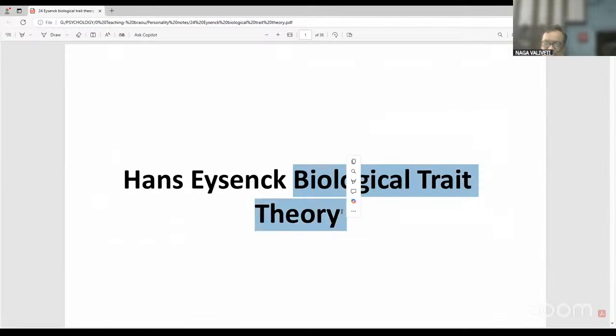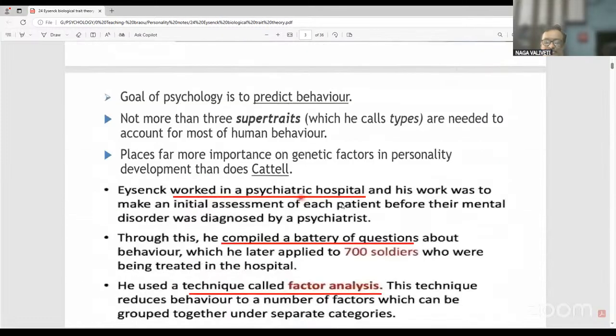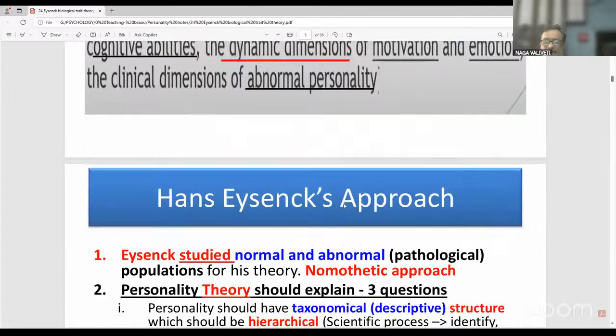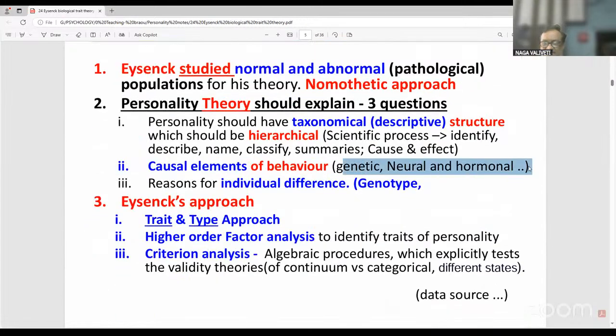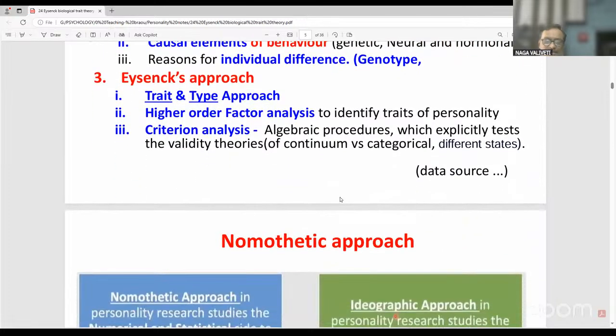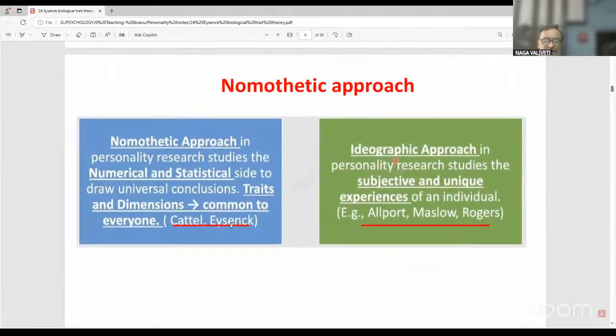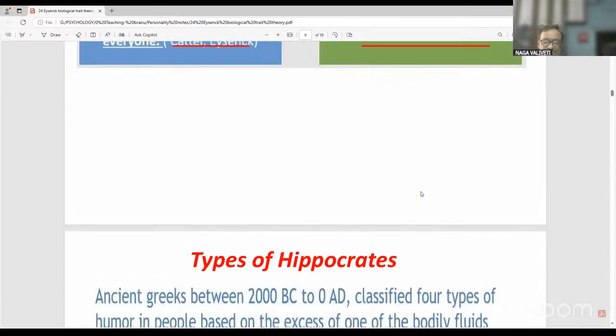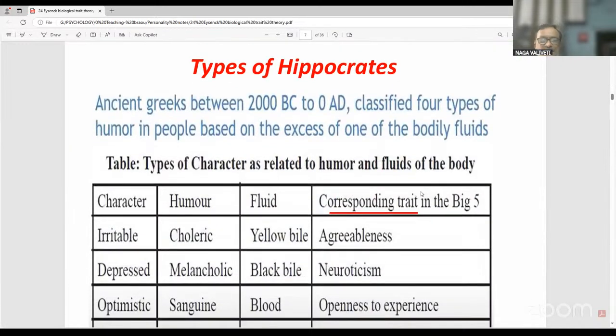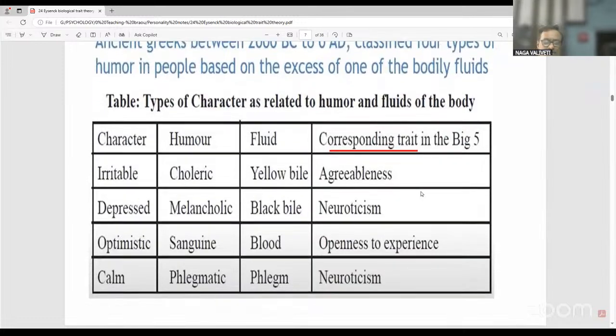So his focus is more on biology. Biological means he will automatically give causes; we have to write that these are the causes. There will be influence of the environment and genotype. His approach is both the trait and type approach, a nomothetic approach, factor analysis approach, and criterion analysis approach using algebra procedures. Nomothetic is used by Cattell and Eysenck, while Allport, Rogers, and Maslow used the idiographic approach, meaning individual study. They study biographies.